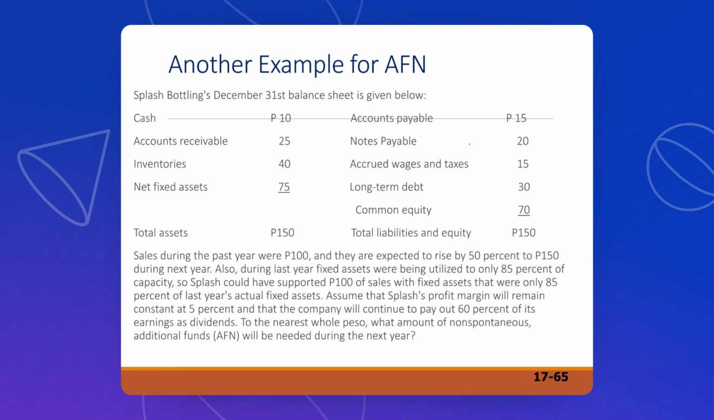85% is your capacity, and it could have supported 100 of sales with fixed assets. Meaning, class, at 100 sales we're only at 85%. Assume that the profit margin will remain constant at 5%, and the company will continue to pay out 60%. So the payout is 60%, and what we retain is 40%. So how much would be your additional funds needed?